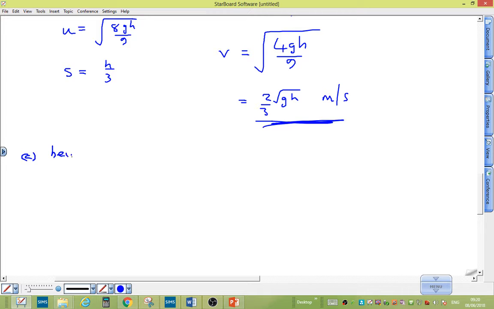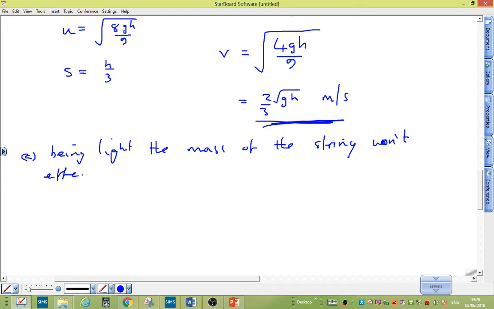Being light, the mass of the string won't affect the acceleration's magnitude, size in other words. Okay.